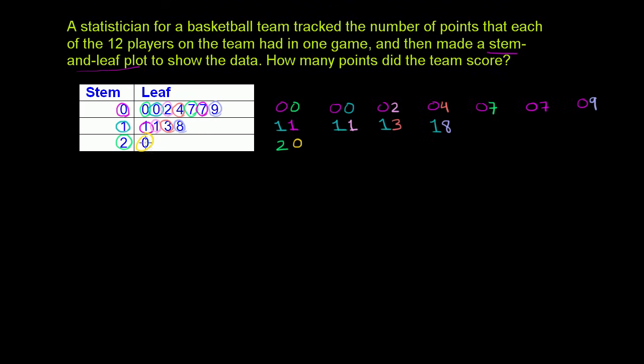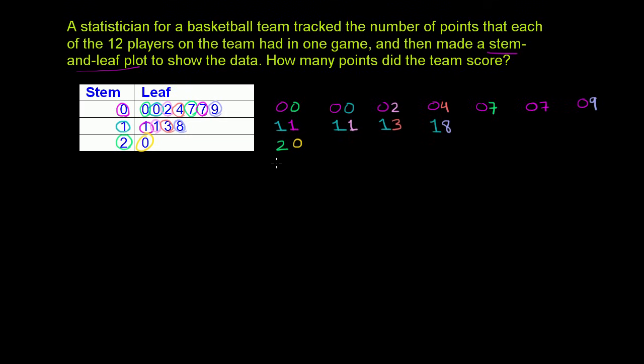So looking at the stem and leaf plot, we were able to extract all of the number of points that all of the players scored. And once again, what was useful about this is you see how many players scored between 0 and 9 points, including 9 points, how many scored between 10 and 19 points, and how many scored 20 points or over. You see the distribution right over here.